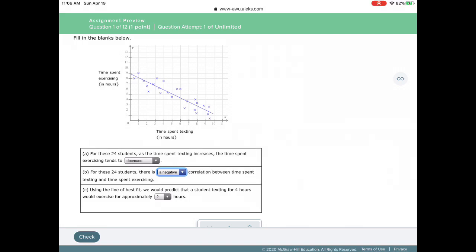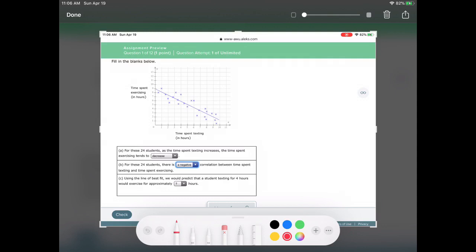All right, now C, using a line of best fit, we would predict that a student texting for 4 hours would exercise for approximately blank hours. And what's important here is you have to look at the line, not the points that are given. So I can't write on the screen right now, but let's do this. I'm going to take a screenshot, and let's see if we can write on it here. So it's important not to look at this point right here, because that's not the line that we're using to make predictions. All right, we're using the actual line, so we have to look at the line right here.